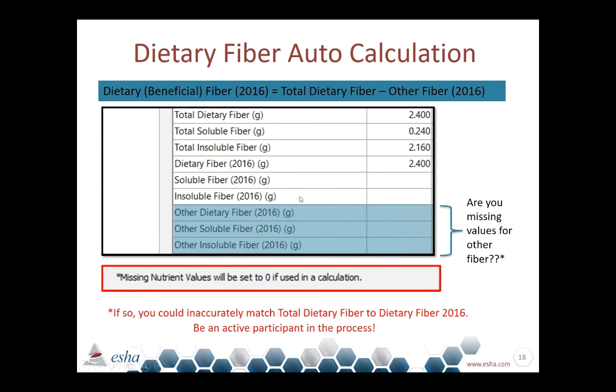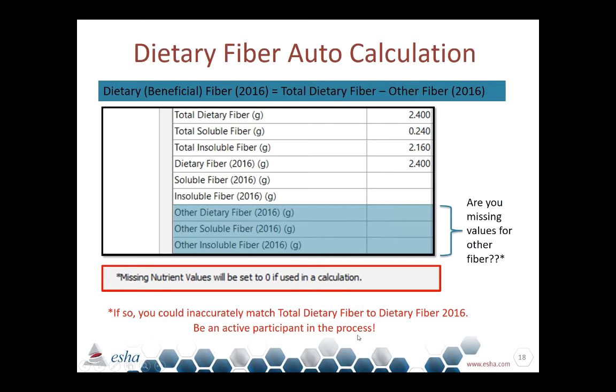So these fields down here where I have other fiber 2016 is going to be subtracted from the total fiber to give us the dietary fiber 2016. Keep in mind, however, that any missing nutrient values will be set to 0 if used in a calculation. That means that if you're missing information in these other fiber fields, we could inaccurately match the total dietary fiber to the dietary fiber 2016.